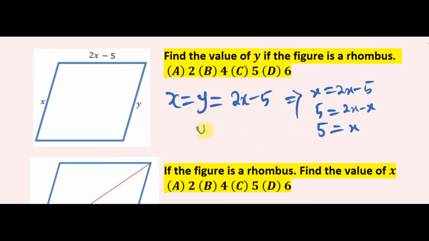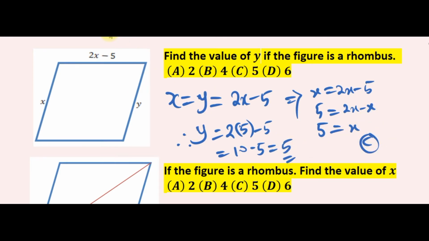Therefore y is now 2 times 5 minus 5, which is 10 minus 5. The answer is 5. So option C.